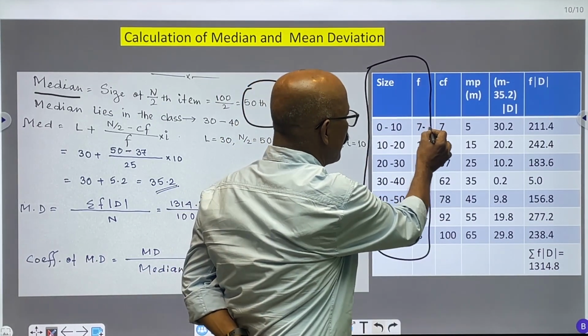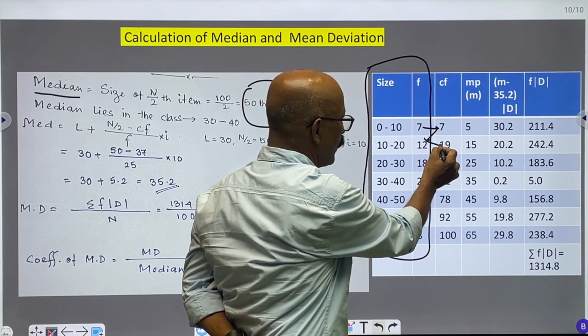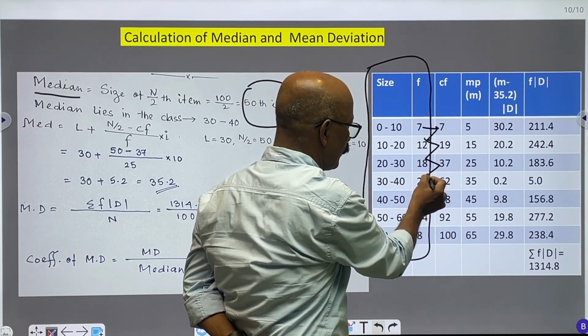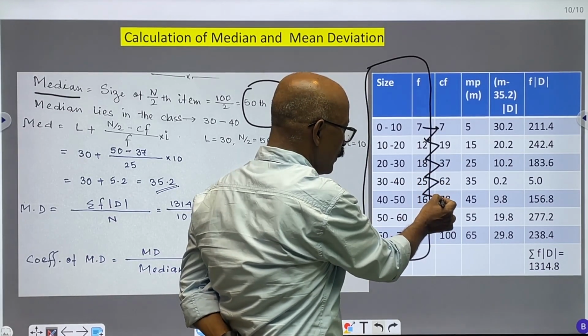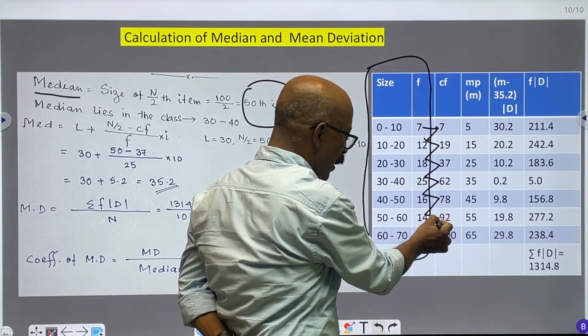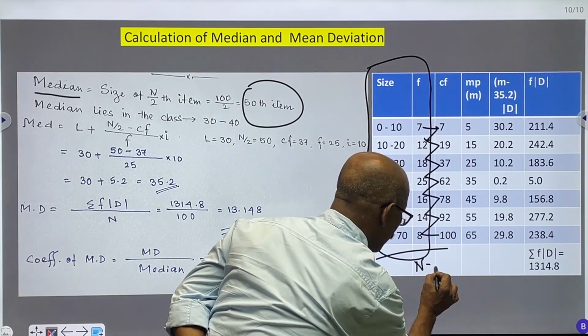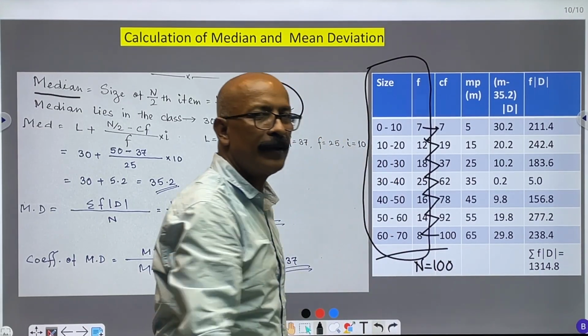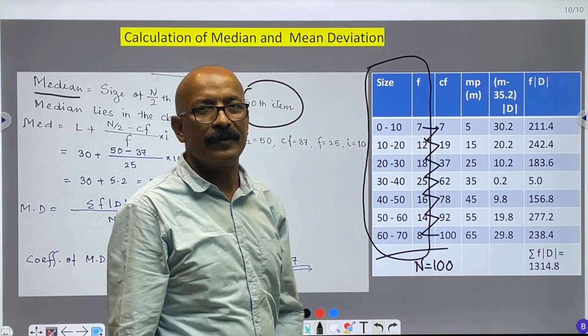Just put it here, then add it with this 12, then 19 plus 18 is equal to 37, 37 plus 25 is equal to 62, 62 plus 16 is equal to 78, 78 plus 14 is 92, 92 plus 8 is equal to 100, and this n is equal to 100. Clear? This is the procedure to get the value of cumulative frequency.